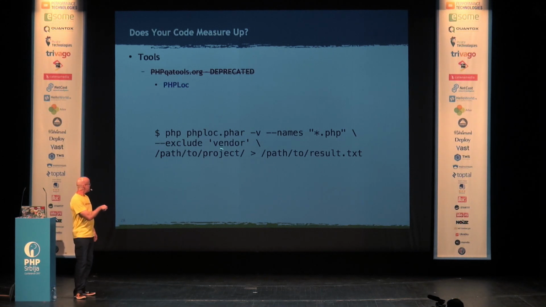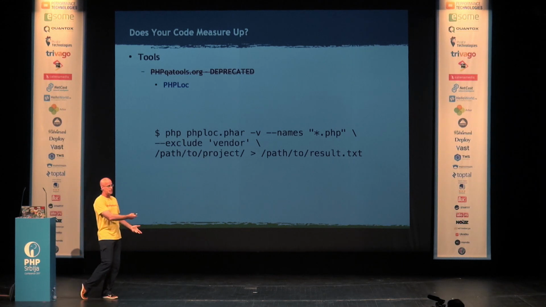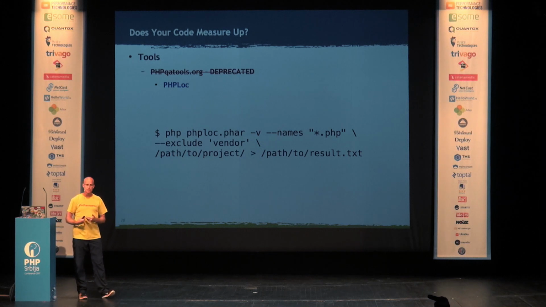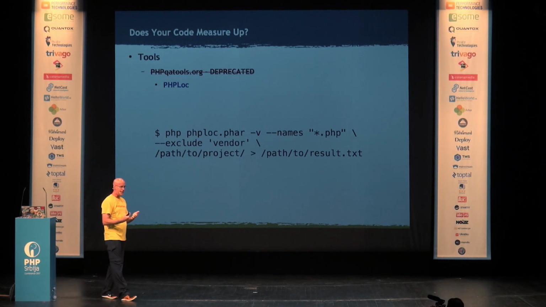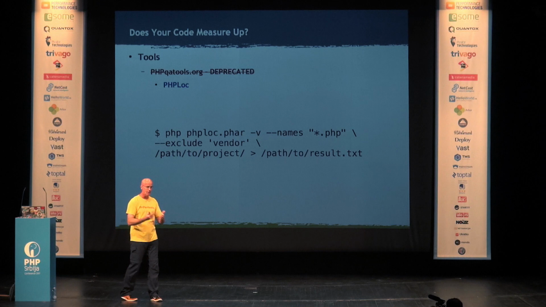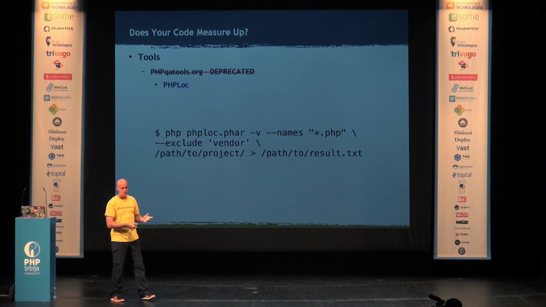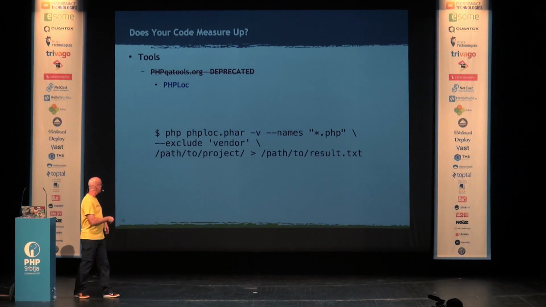And then I'm telling it to exclude certain directories. Now, in legacy applications, I might have to do exclude multiple times. But generally speaking, I'm going to exclude the vendor directory. I don't care how many lines of code are in third-party applications. I only care how many lines of code are in the customer's application, right? So that's why I want to exclude the vendor directory.